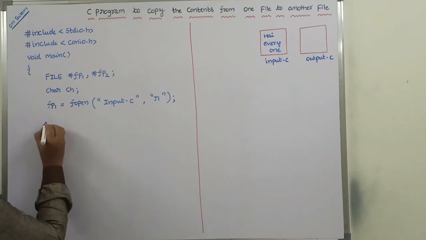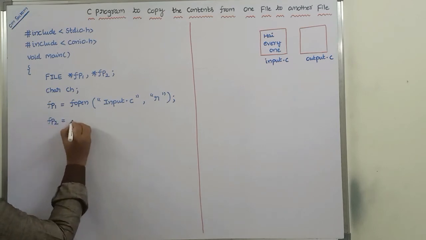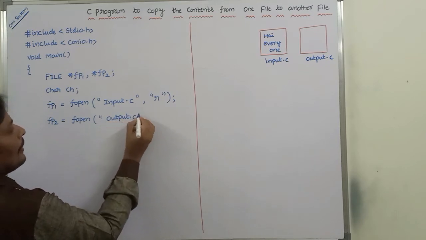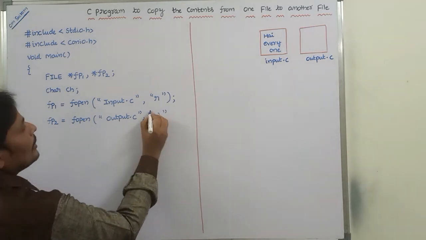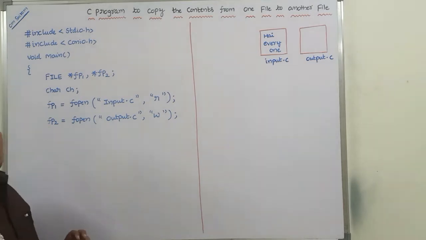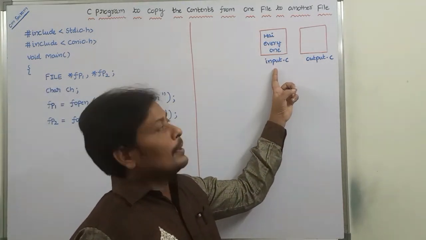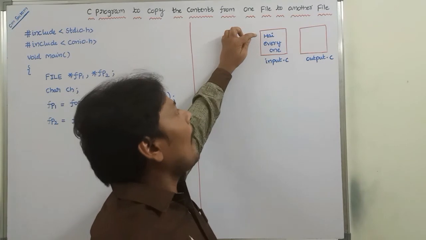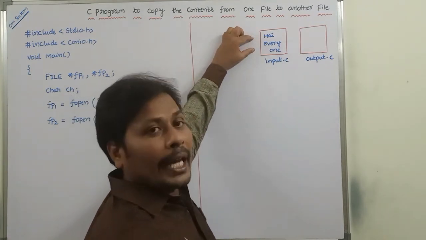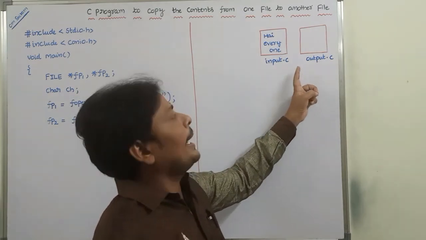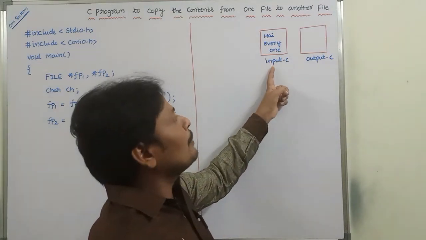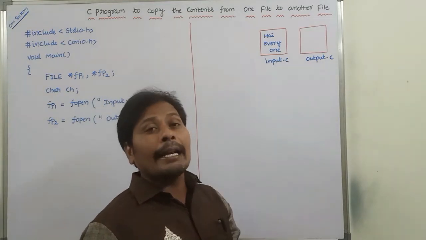Next, the second file is opened in write mode. fp2 is equal to fopen, the file name is output.c. This is opened in write mode. So here this is the input.c file, this is the output.c file. The input.c file contains the data "hi everyone". This data is copied from input.c and written into the output.c file. Here we are copying the data from input.c file to output.c file, character by character.